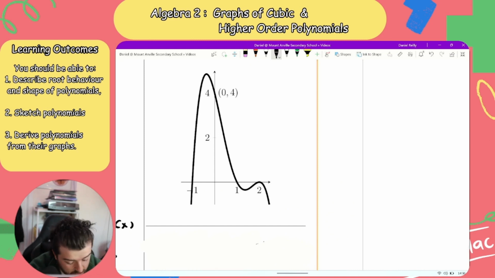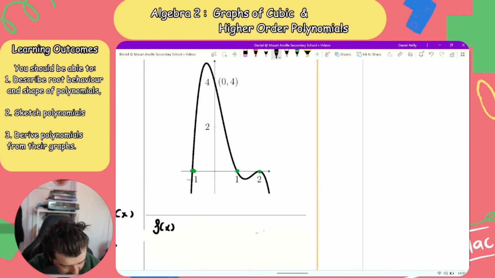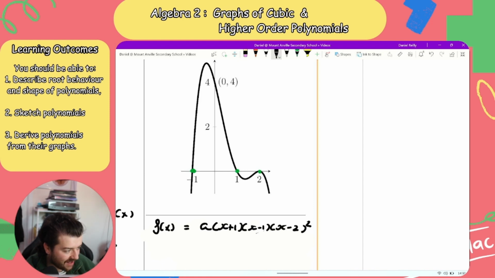Right, let's look at this one here. Let's look at my roots. So I see here it crosses at x equals minus 1, x equals 1, and then looky here, it kisses the x-axis, just touches the x-axis. So therefore, this is going to be a repeated root. So I'm going to say this is repeated twice. So f(x) equals x plus 1 times x minus 1 times x minus 2 squared, because it touches it. Now I'm going to multiply all that by a constant a.